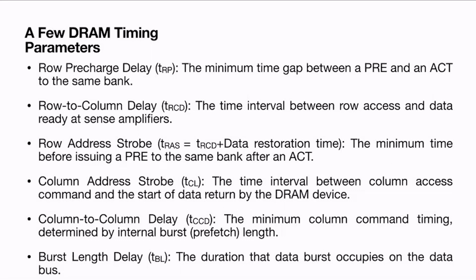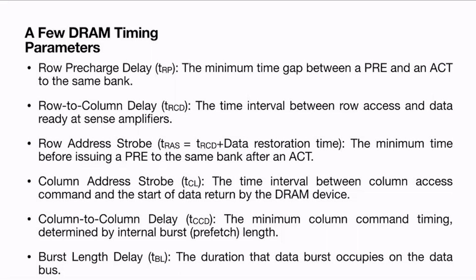When there is a row conflict, I'll be performing a pre. But at what time can I give a pre? That is determined by this TRAS, which says TRAS is equal to TRCD plus data restoration. Because when you perform a TRCD, which is nothing but reading the data from a selected row and putting it into the sense amplifier, your original position in the DRAM array loses the data. Now you need to restore the data.